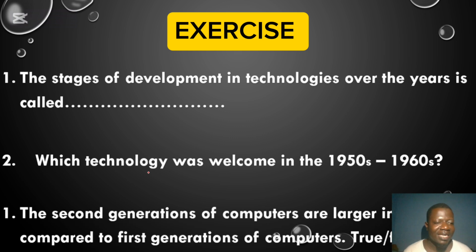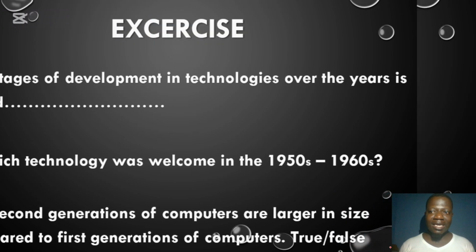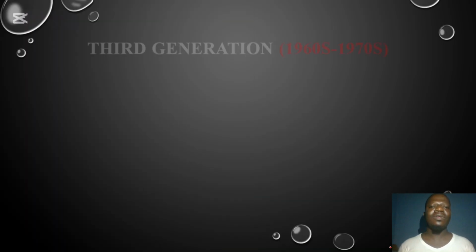Our third question is: the second generation of computers is larger in size compared to the first generation of computers. You cannot compare the second generation of computers to the first generation, because it is never larger in size compared to it. So this is totally what? False. That is great.